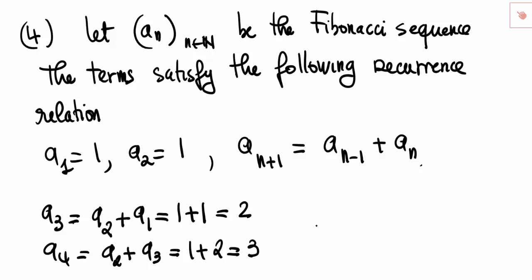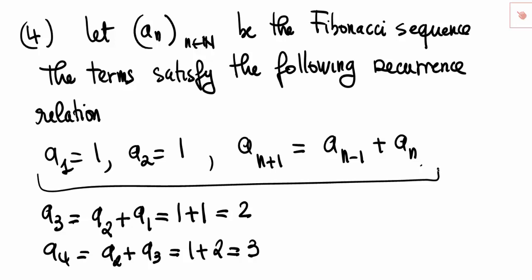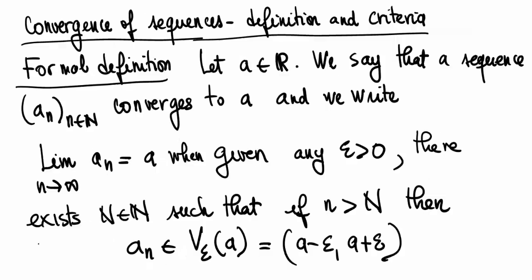So even though you are not given explicitly what the kth term of a Fibonacci sequence is, you have enough information here to capture the entire behavior of a Fibonacci sequence. We'll come back to this type of sequences which are implicit, which are defined through some recursive relationships.